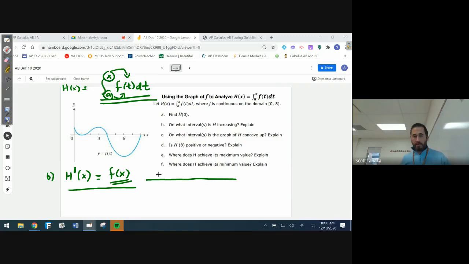Well, it will be whenever f is 0 or DNE, which happens at 1, at 4, and at 8. So at each one of those points, f is 0 or DNE. Give me a thumbs up if that's okay. And then f is positive, then it's positive, then it's negative. So I would say h is increasing whenever the derivative is positive, which would be from 0 to 1, union 1 to 4, because h prime of x, which is equal to f of x, is greater than 0.